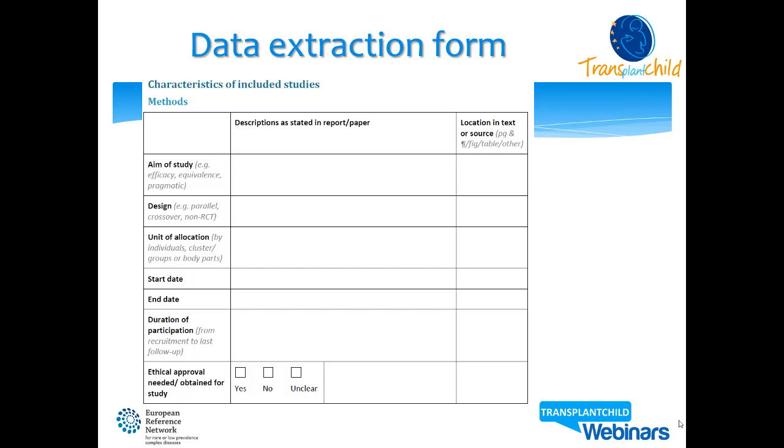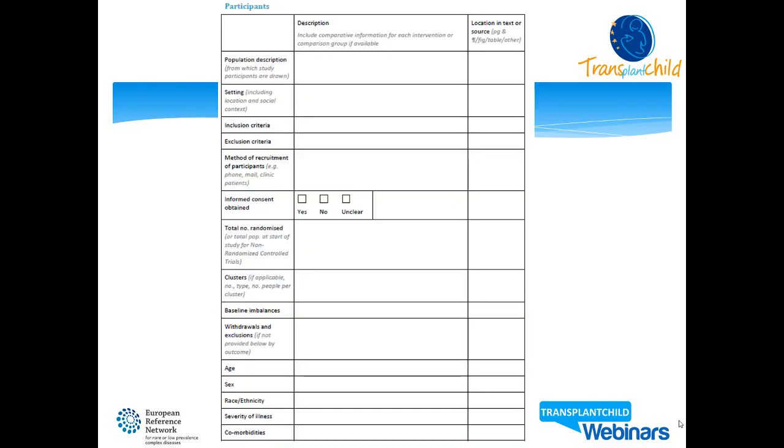Then the duration of the participation, and you have a tip here: from recruitment to last follow-up. So here is the full duration of the participation, right? And the last field is whether you need some ethical approval and whether you have obtained it or not.